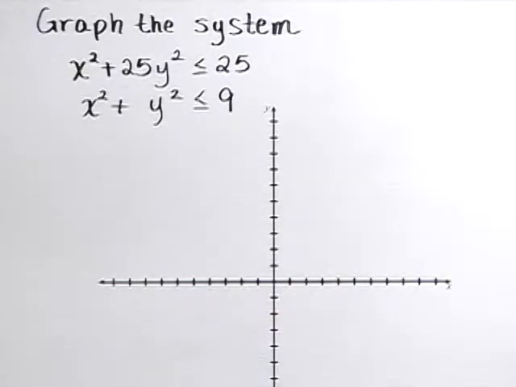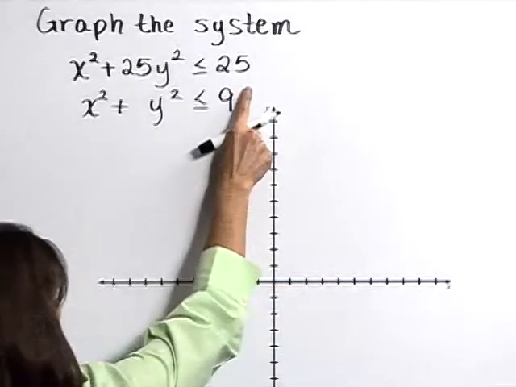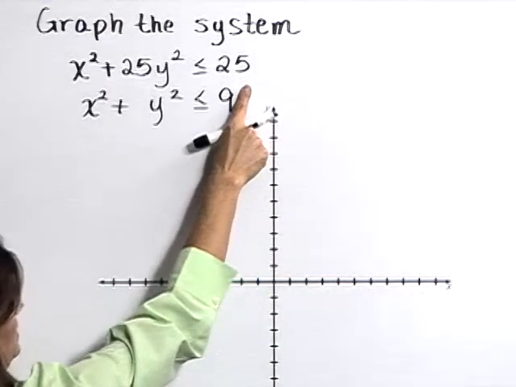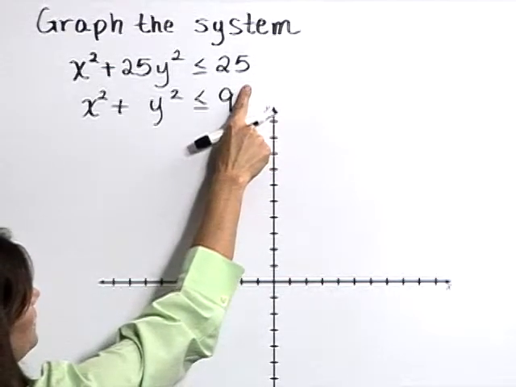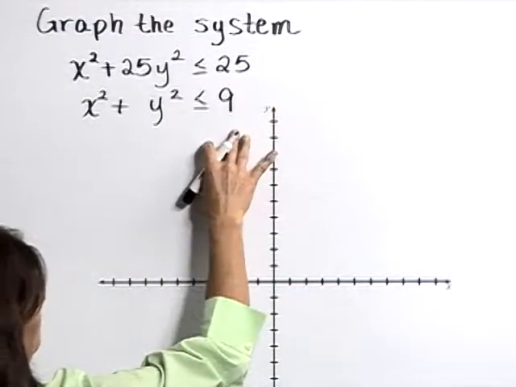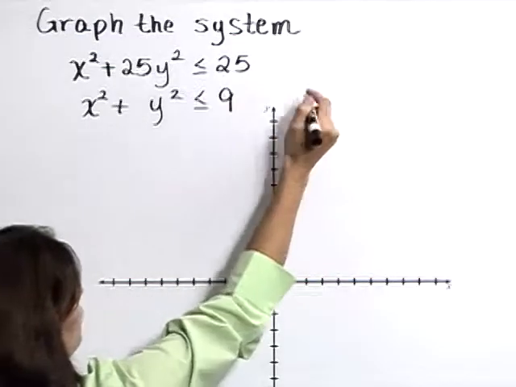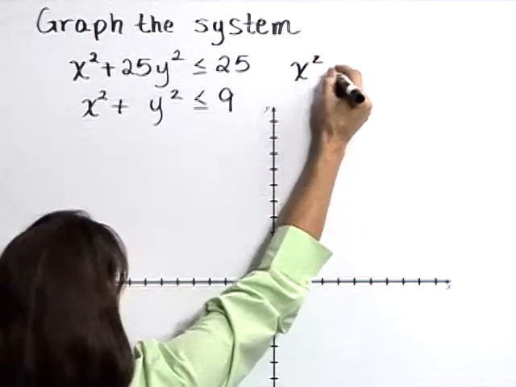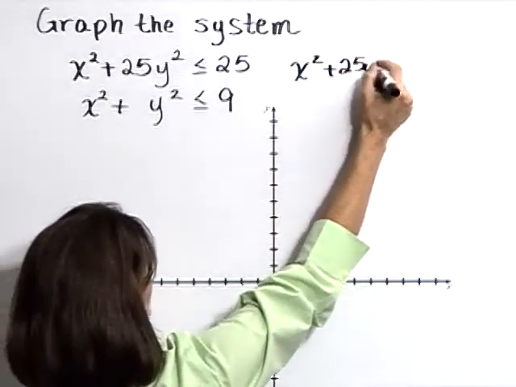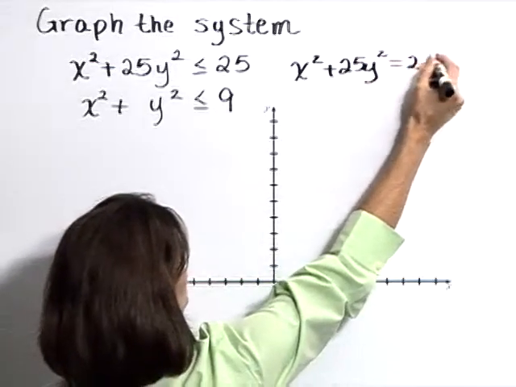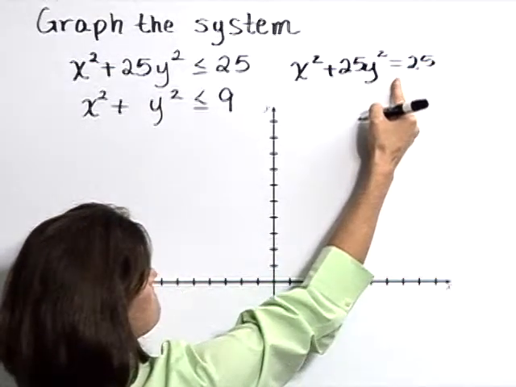Graph the system: x squared plus 25y squared is less than or equal to 25, and x squared plus y squared is less than or equal to 9. Now, let's start with this first inequality, and we'll graph it. First, let's graph its boundary by writing x squared plus 25y squared is equal to 25, its boundary.